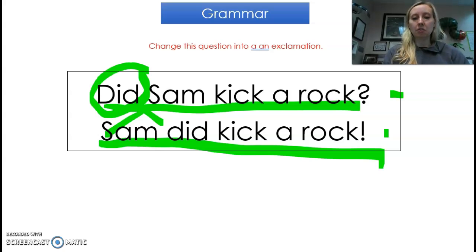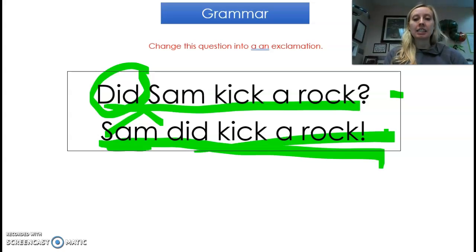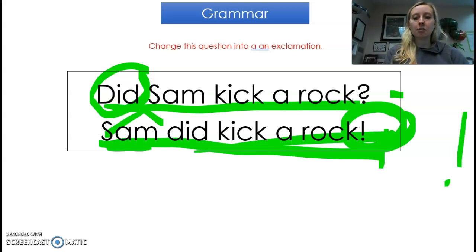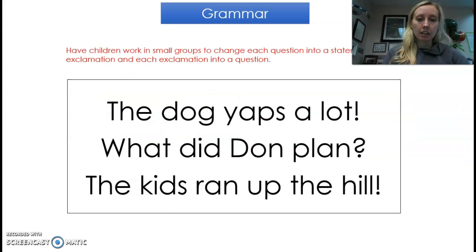Did is a question. Did Sam kick a rock? If did is first, I'm asking. But if Sam is first, I'm excited. If I have an exclamation, and I'm telling you something. Okay, here we go.